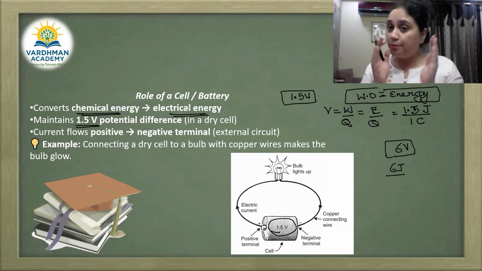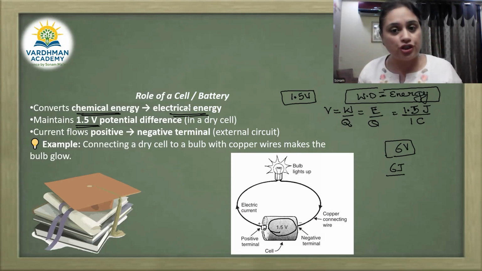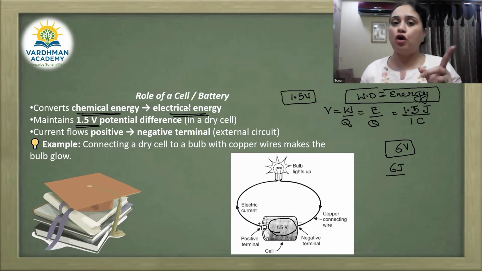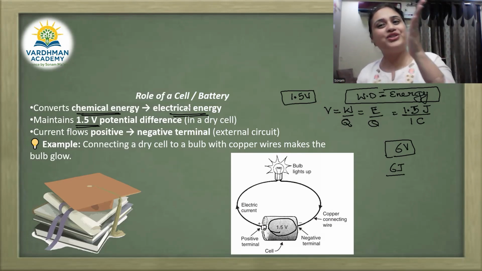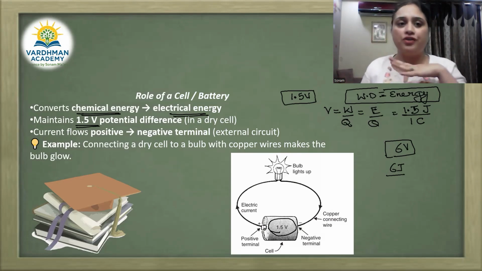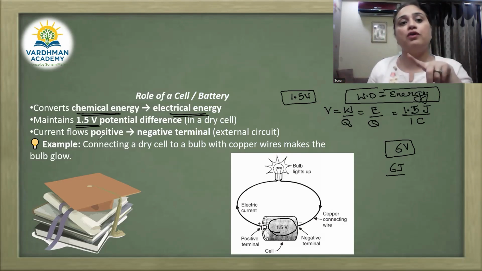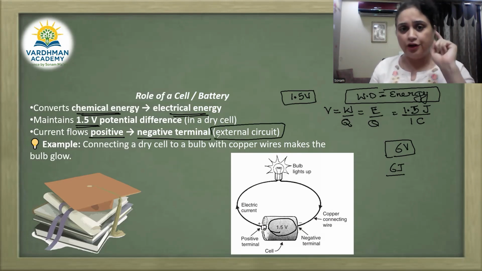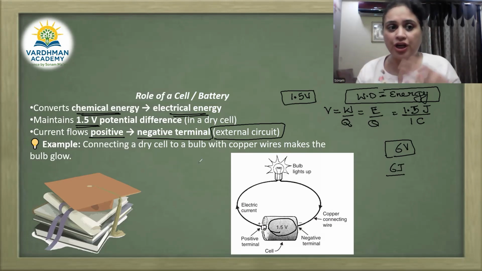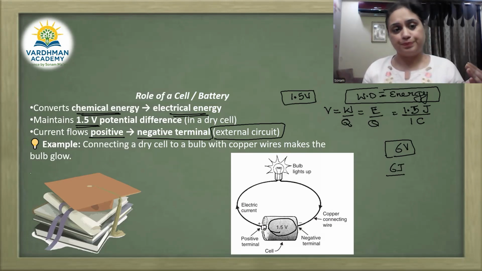Right. So it is very important to maintain a potential difference, to give that push to the electrons to move from the higher potential region to the lower potential region. And current always flows from positive to negative terminal, and that too in an external circuit. So ये चीज अभी हम डिटेल में समझेंगे ahead, right?